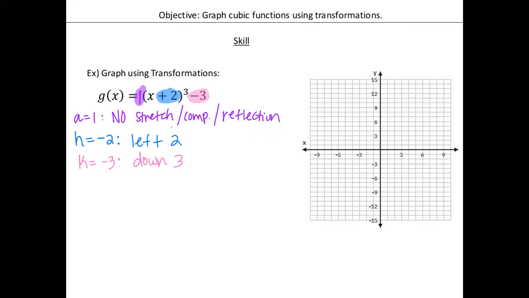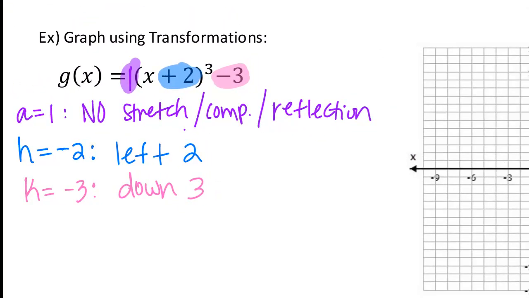All right, so this is the second example. So this is at the bottom of the page, correct? Double check that your equation is the same. You should have the x plus 2 to the third power minus 3. Double check you're on the right example from yesterday. So again, yesterday we saw that A was 1, which means no stretch, compression, or reflection. H, don't forget we switched the sign. H was positive, so it became negative, which told us we go left 2. And then K was negative 3, which means we go down 3. Okay, that's what we did yesterday.